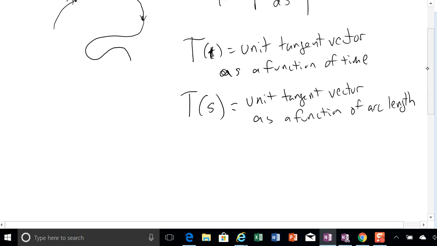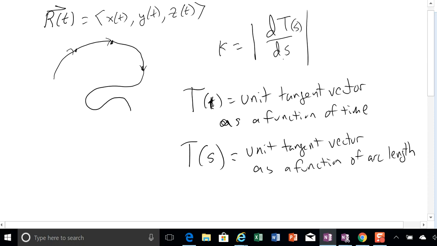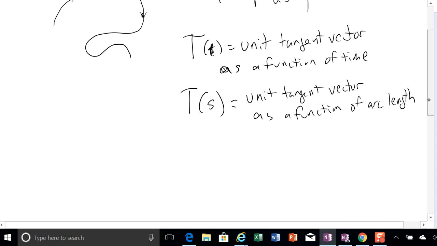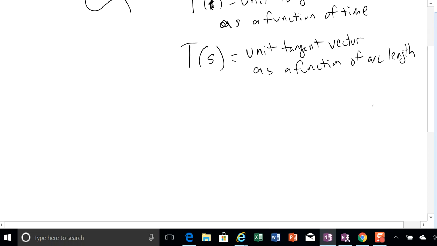So the curvature is defined again to be the magnitude of the derivative of this unit tangent vector in terms of your arc length. I think we may have seen that it's kind of a challenge to get your vector in terms of arc length. So a lot of times it's a lot easier to look at things in terms of time, because that's usually how our function is defined.